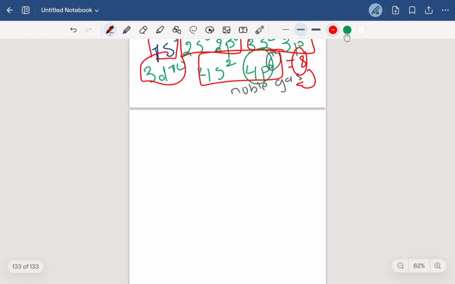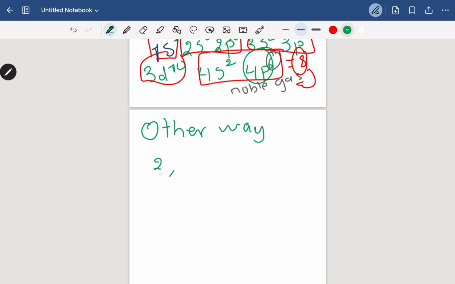Now, another way than the SPDF rule, I'm just going to write it as the other way, is this way. We know that always in the first shell it holds 2, then it will hold 8. Then for the rest of them, it will hold 18 electrons.